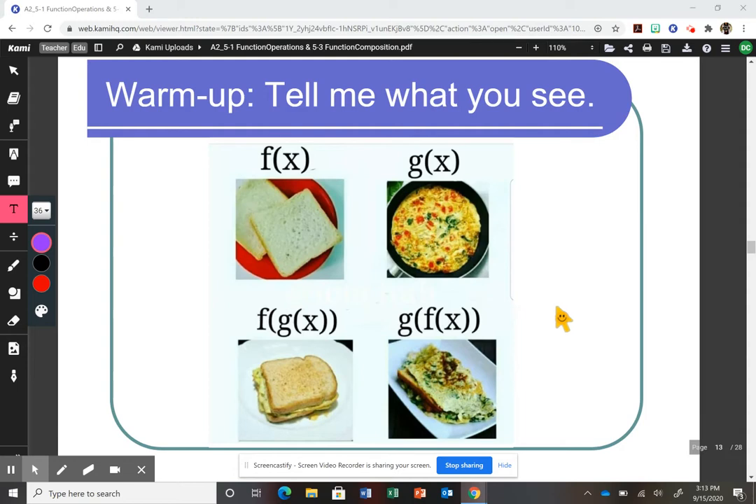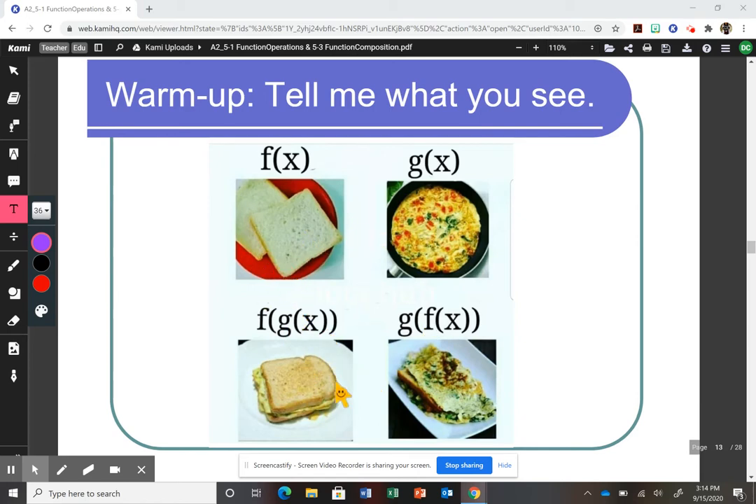All right, so if you paused, you wrote down maybe, okay, well, g of x is the egg, so the egg is the inside and the f bread is on the outside, okay, if you noticed that. And then here, we see f of x is the inside, so the bread is on the inside and the omelet here is on the outside. So if you put that down as something you saw, that's perfect. If you put something else, that's perfectly fine too.